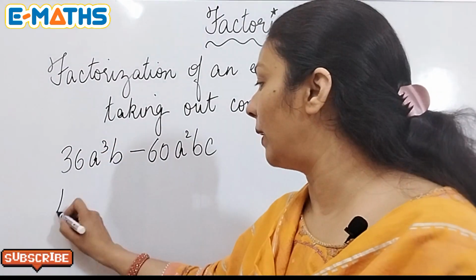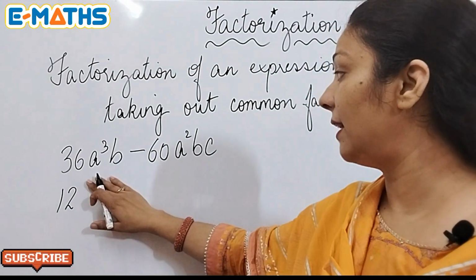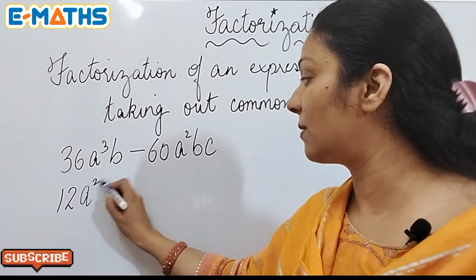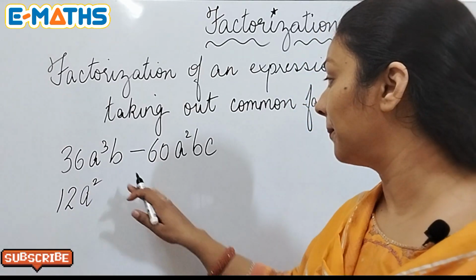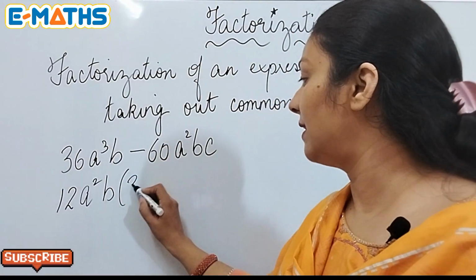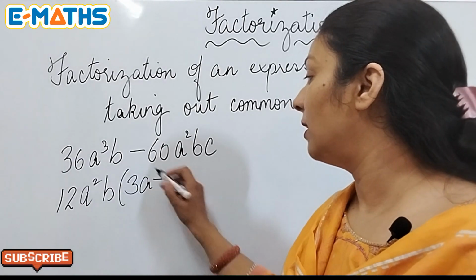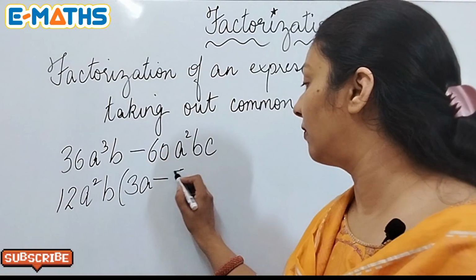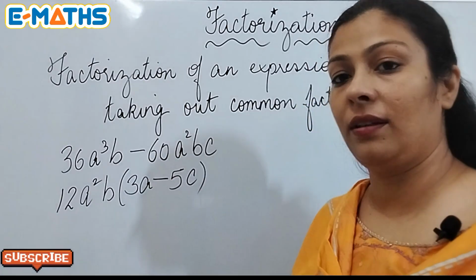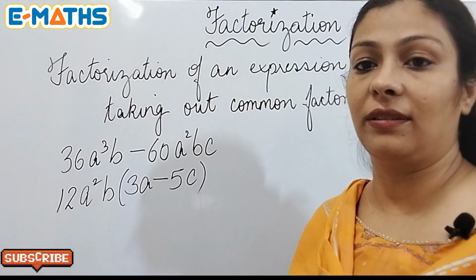So here if I take out 12 as common, we need to look for the variable part as well. Here it is a cube, here it is a square, so I'll take the power which is smaller. So I've taken out a square, then b of course can be taken out because it is coming in both. Now 12 3s are 36, a left, b we have already taken out as common, minus will come here, 12 5s are 60, a square gone out, b gone out, and c. So this is how we factorize by taking out common factors.